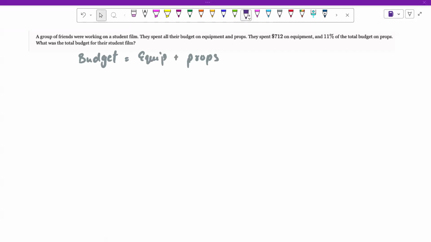So we know on equipment they spent $712, and 11% of the total budget is on props. We don't know how much is spent on equipment in percentage, but we know the total budget is always 100%, right? So what percentage is the equipment? That's the question.